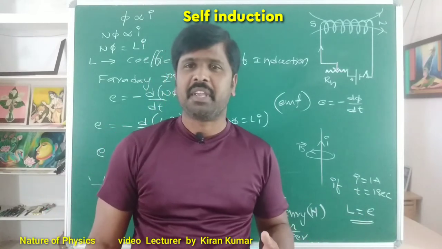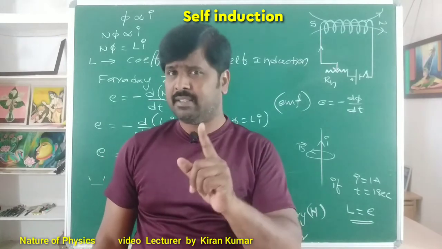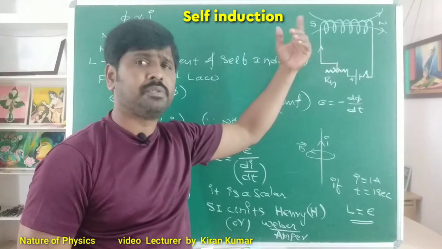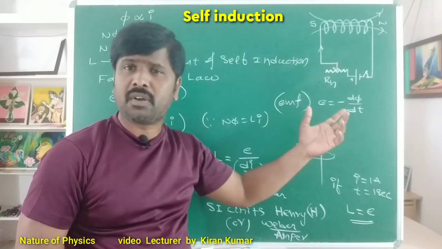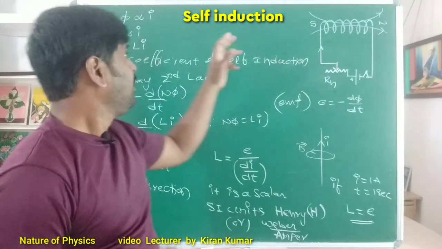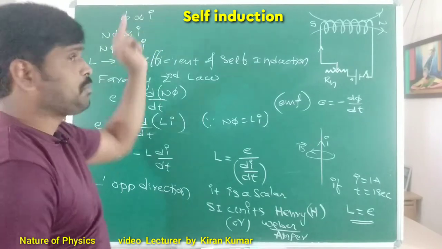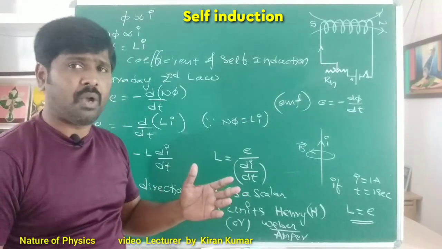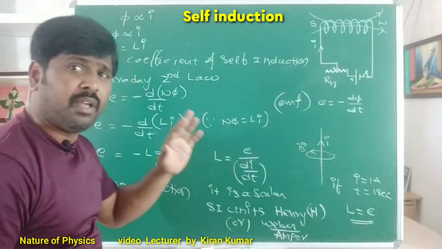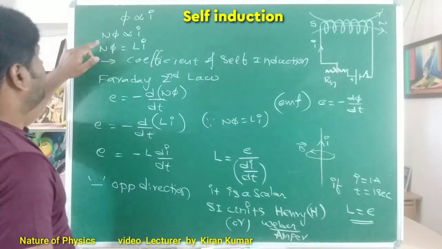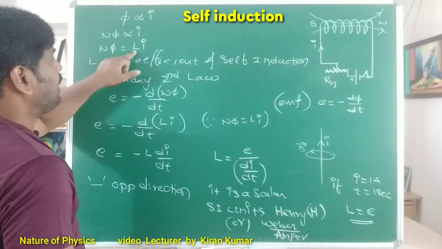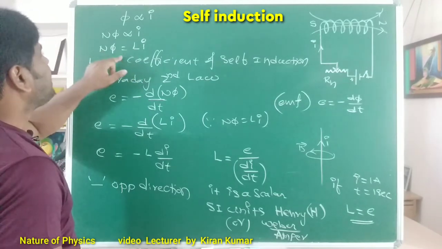If 1 ampere current passes through the coil in 1 second, then the coefficient of self-induction is equal to the induced EMF. Simply see, first the current is changing, so the magnetic field changes. Due to the change in magnetic field, EMF is induced in the coil. Induced EMF produces induced current. That's why the flux is directly proportional to the current. When current increases, the magnetic field also increases, so a direct relation is taken. N is the number of turns and L is the proportionality constant. N phi is equal to L I.